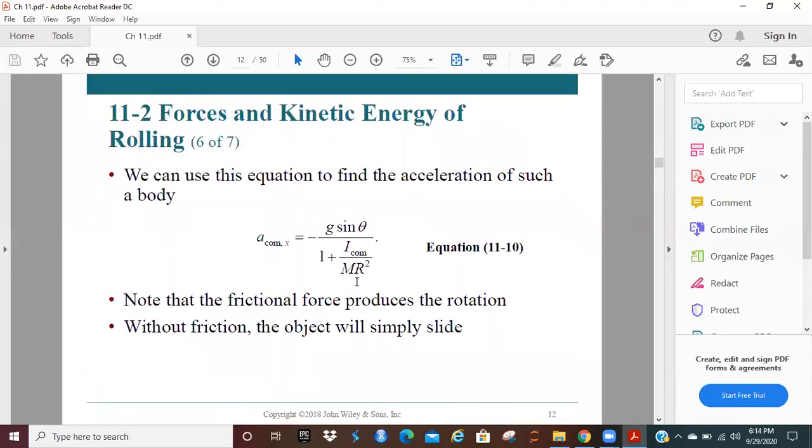We can use this specific equation to find the acceleration of such a body. Note that the frictional force produces the rotation, and without that, the object is simply going to slide. What would cause the angular acceleration? There wouldn't be anything, because there's no force being applied. So in order to accelerate it, you have to have a force applied to it.